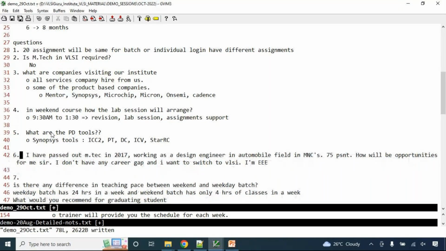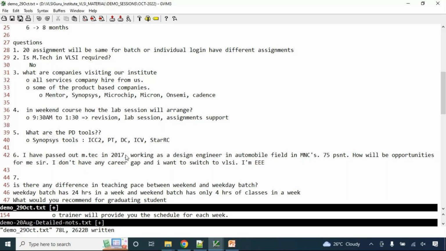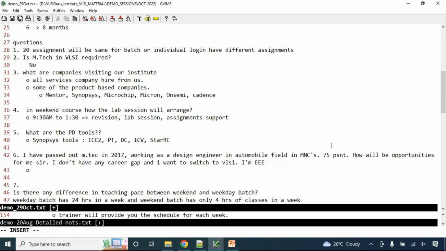I passed out MTech in 2017 and am working as a design engineer in the automobile field in an MNC. I have 75%. What will be the opportunities for me? I don't have any career gap. I want to switch to VLSI. It is quite possible for you to switch into VLSI.